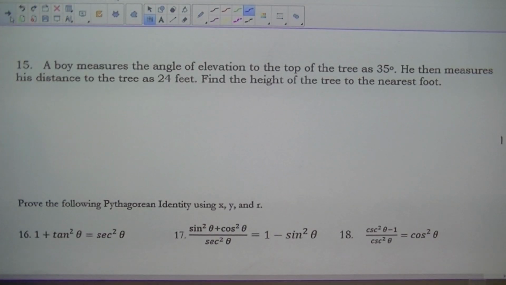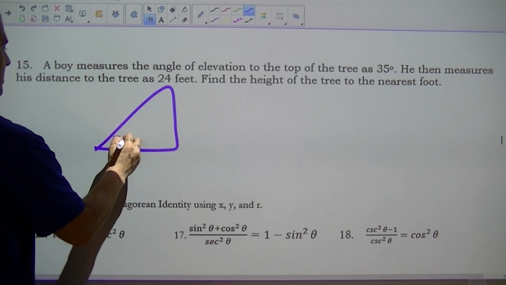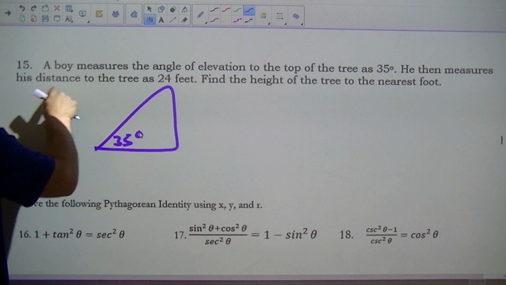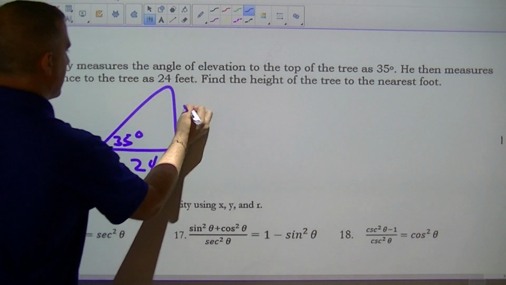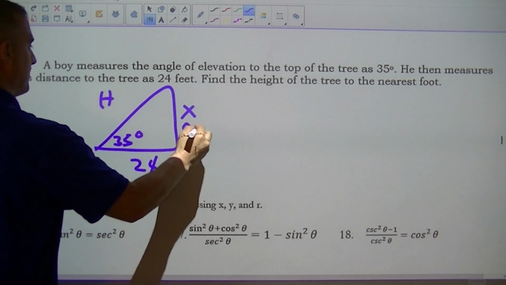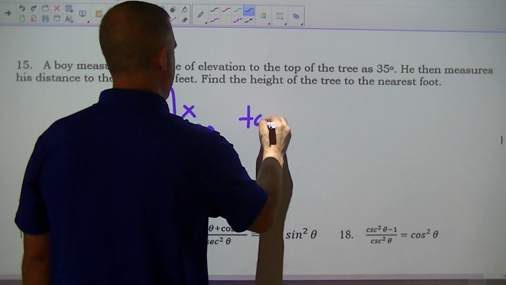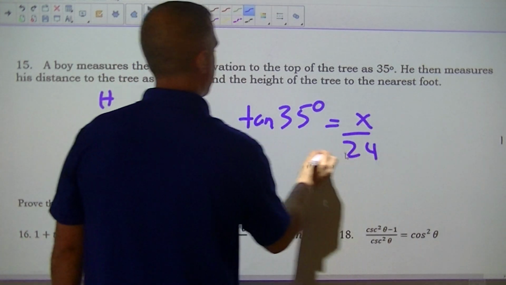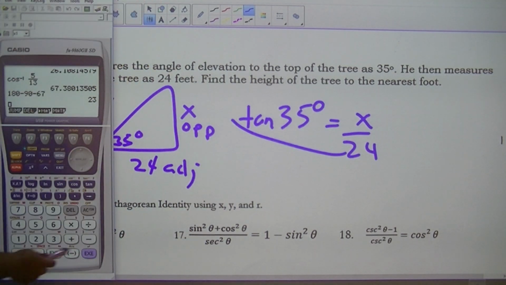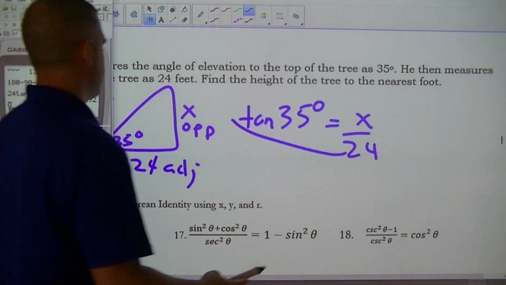It's a blank page. 15, angle of elevation. The angle of elevation will be right here. It measures the distance to the tree. This would be the distance, 24. What is the height? Simple: hypotenuse, opposite, adjacent. I've got the opposite and adjacent, so that would be tan. And I would move that up in front to get that answer: 16.80.